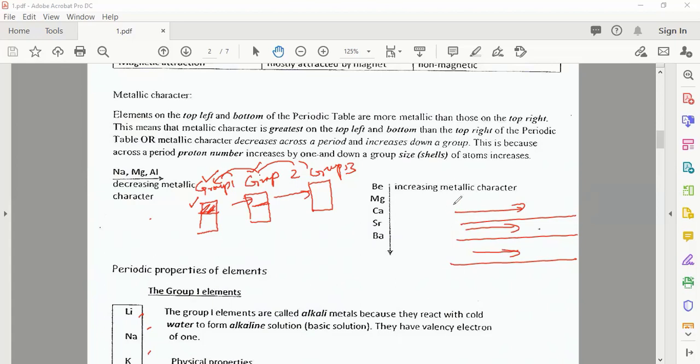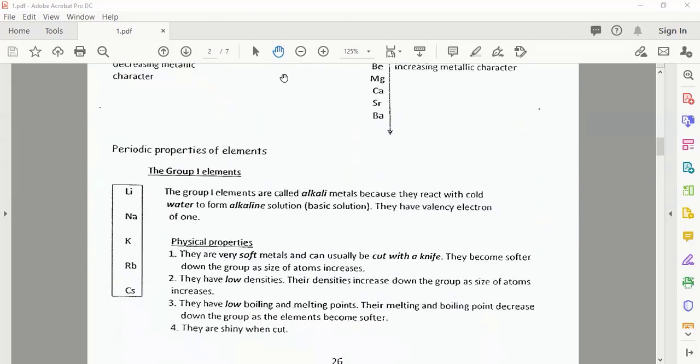But if you talk about a single group, for example, here lithium, sodium, potassium, rubidium, if you go top to down, their reactivity increases. Their metallic character increases. Lithium is reactive, but sodium is more reactive than lithium. Then potassium is more reactive than sodium. Then rubidium is more reactive than potassium. Then cesium is more reactive than rubidium. It means that if you go down the group, the metals become more and more reactive. So this is the general characteristic of metals in the periodic table.